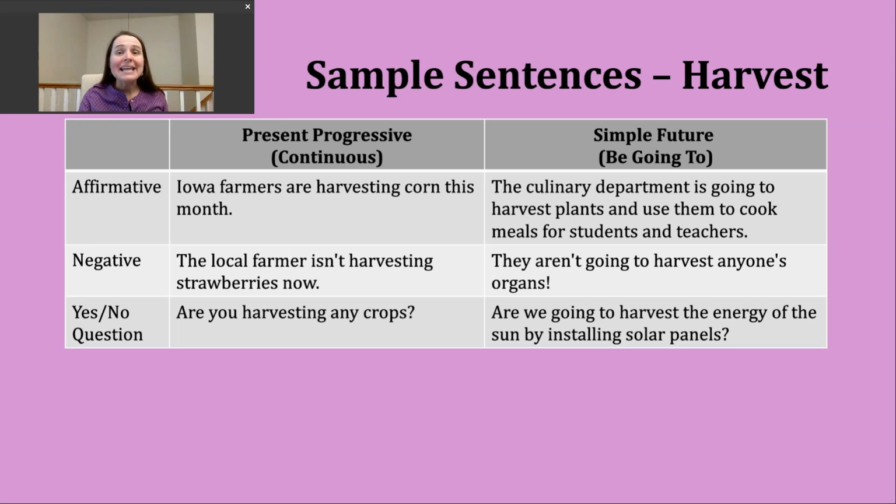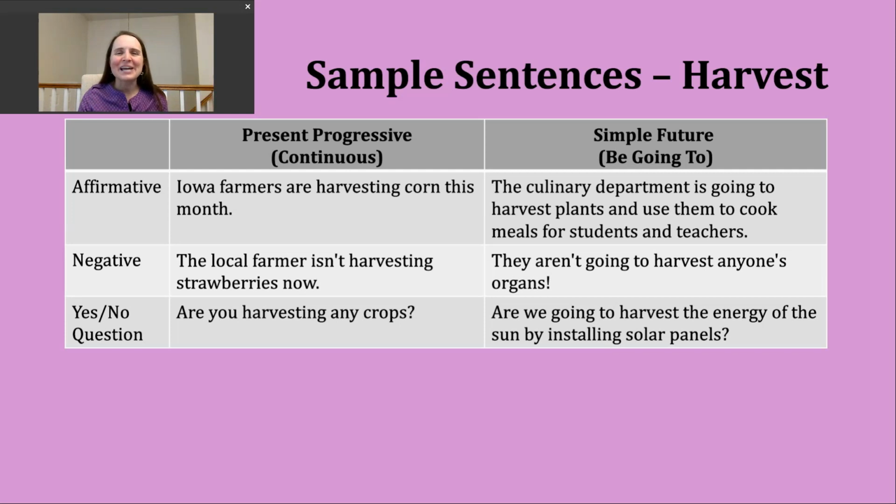Now let's look at making a negative sentence in the simple future. Our structure here is to start with our subject, and then the form of be that matches, then not, then going to, and the base verb. An example of this, maybe you've heard something like this in a movie or a TV show. They aren't going to harvest anyone's organs. Sometimes in maybe sort of action thriller movies, there might be some sort of component where people are trying to take others' organs for some sinister or evil purpose.